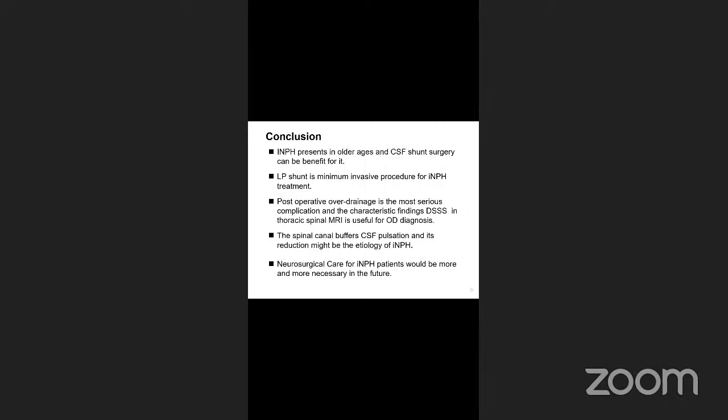We proposed that the spinal canal buffers CSF pulsation, and its reduction might be the etiology of INPH. Neurosurgical treatment and care for INPH patients would be more and more necessary in the future.